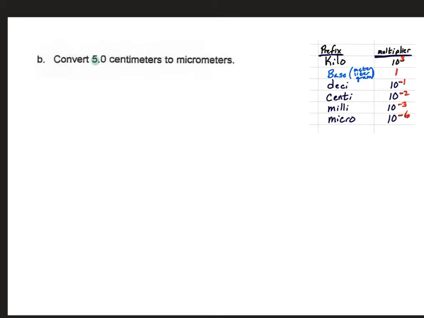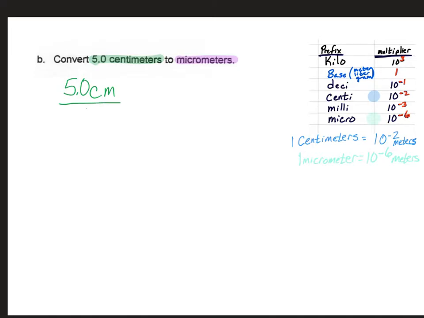So for letter B, we're going to start with our 5 centimeters, that's what we already know, and we're going to end up with micrometers. Next, we're going to look at the relationship between what we're starting with, centimeters, and the base unit. In this case, our base unit will be meters. And we're going to write our relationship between the base unit and the micrometers. As we did in the one-step method, we're going to start with the thing that we know. In this case, that'll be the 5 centimeters. We're going to make that into a fraction by running it over 1, and we're going to look for our next part of the fraction.